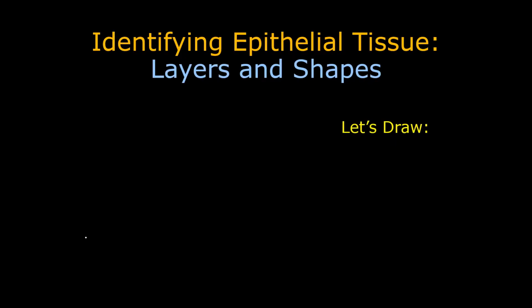To identify epithelial tissue, it's quite simple actually, but you have to look at the details. You need to look at the layers of the tissue, like we saw the layers of the bricks, and then the shape of the bricks themselves. So let's try to draw some of the basic shapes and layers that we find in epithelium. One layer, simple, pretty easy to deal with. If you see only one layer of cells, that would be a simple epithelium. If there are more than one layer, it's called stratified.